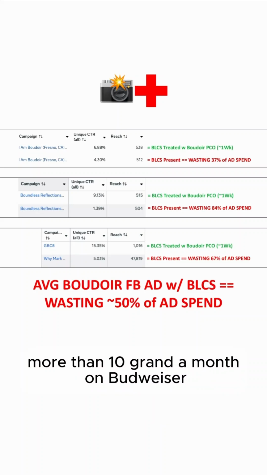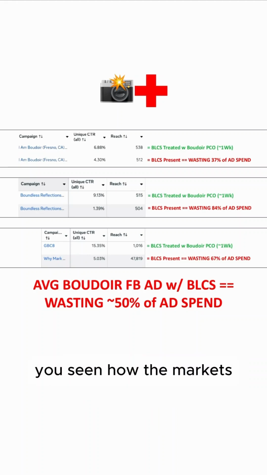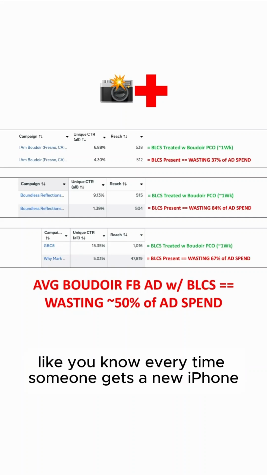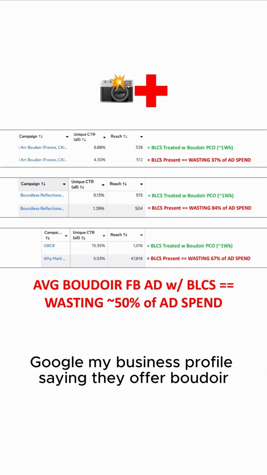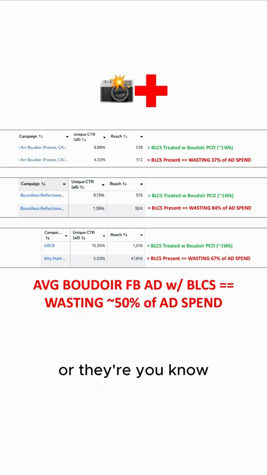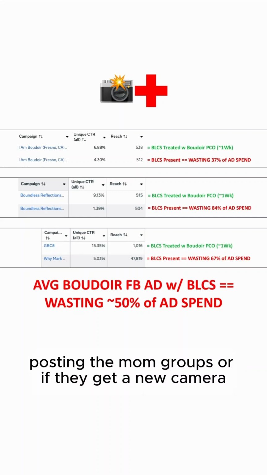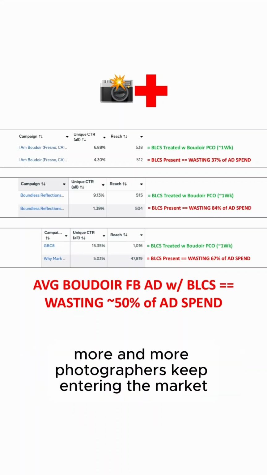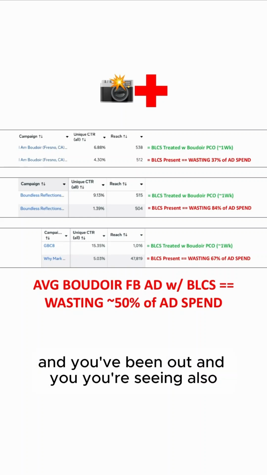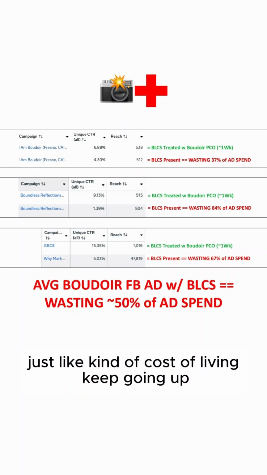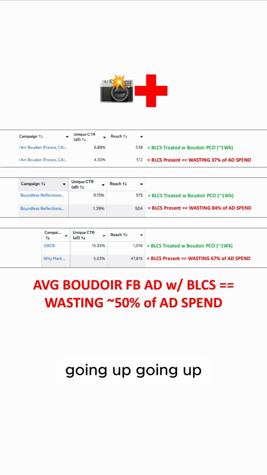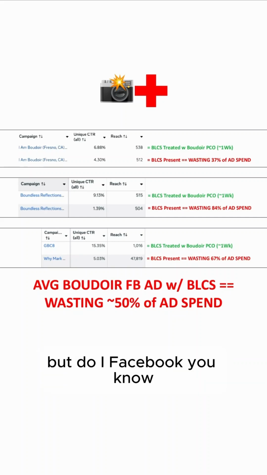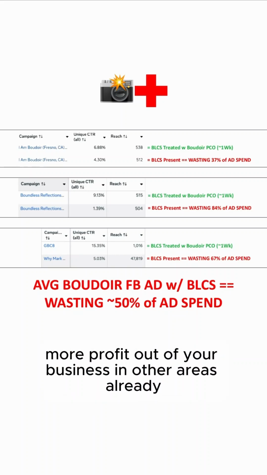So if you're a BLCA with BLCS, a Boudoir low click advertiser with Boudoir low click syndrome, and you're spending more than 10 grand a month on Boudoir Facebook ads, and you've seen how the market keeps getting more and more saturated with Boudoir photographers. Like, every time someone gets a new iPhone, they're throwing up a Google My Business profile saying they offer Boudoir, or they're posting in the mom groups, or if they get a new camera, they're posting in the mom groups saying they now do Boudoir shoots. So more and more photographers keep entering the market. And you're also seeing inflation, cost of living keep going up. And you've been optimizing, pulling more profit out of your business in other areas already.